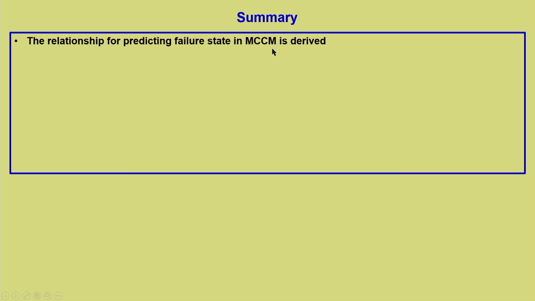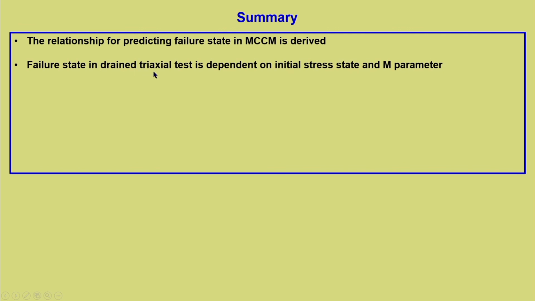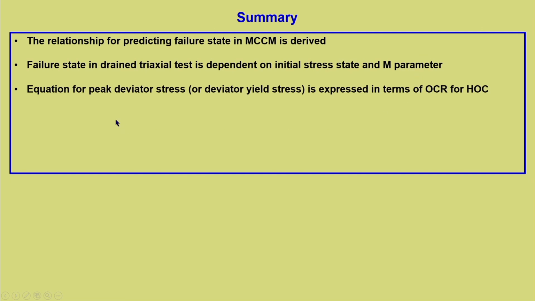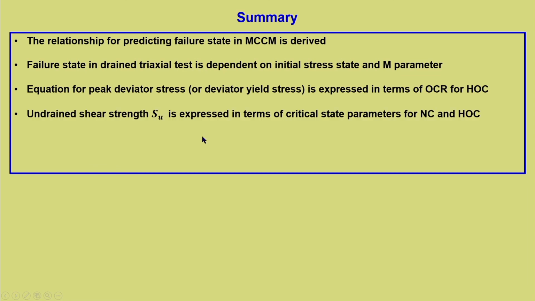Let us try to summarize today's lecture. The relationship for predicting failure state in MCCM is derived. Failure state in drained triaxial test is dependent on initial stress state and M parameter. The equation for peak deviatoric stress or deviator yield stress is expressed in terms of OCR for heavily over consolidated soil. We have also found that Qy and Py can be determined for any given situation. Undrained shear strength Su is expressed in terms of critical state parameters for NC and HOC.